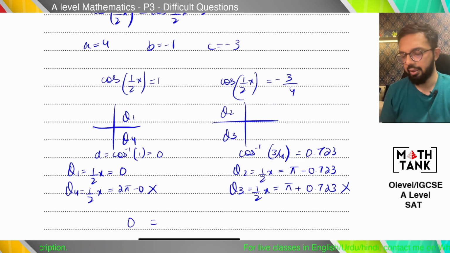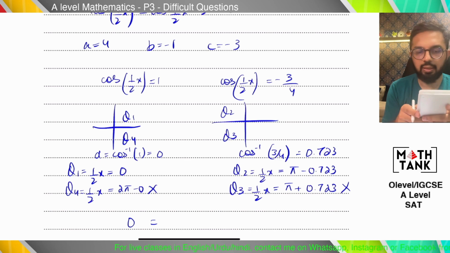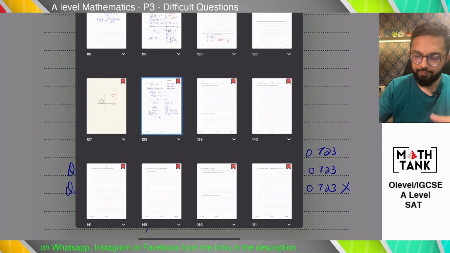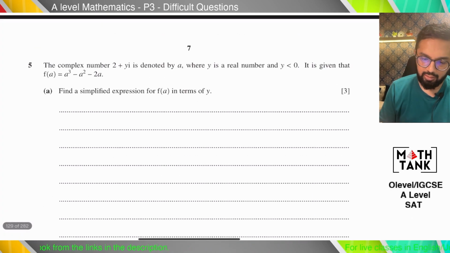0, and I will have to cross multiply that to find out that answer. Pi minus 0.723 into 2, I get 4.84. So 0 and 4.84. Okay, that's the next answer. Let's see the next question that I have.